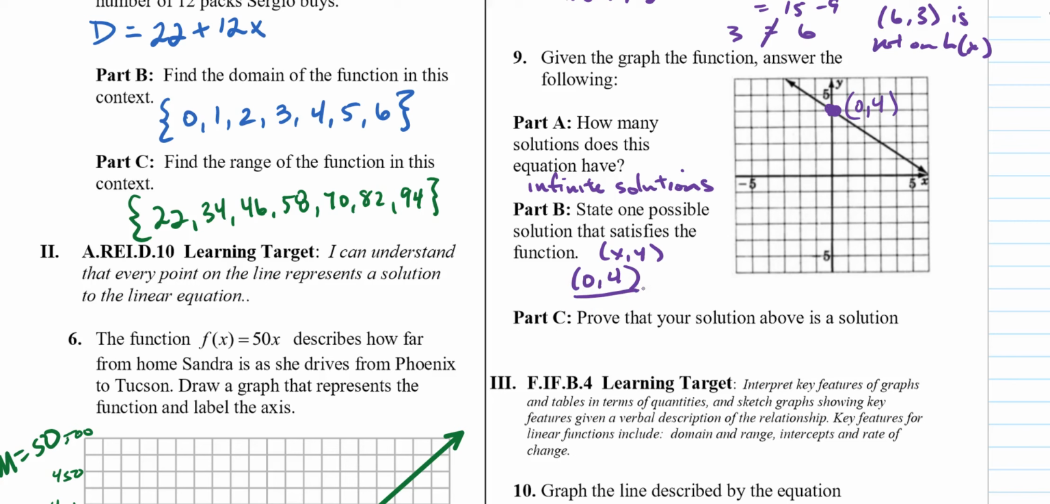And it says prove your solution above is a solution. Well, the only way to do that would be to find the equation of this line. So it has a b value of 4. It has a slope of, it looks like, negative 2 over 3. So the function itself is negative 2 over 3x plus 4. So if I check f of 0, it's going to be negative 2/3 times 0 plus 4. So f of 0 is 4, which is the point (0, 4).